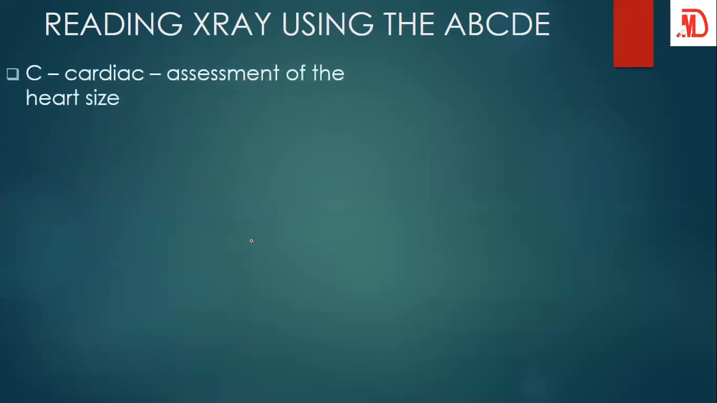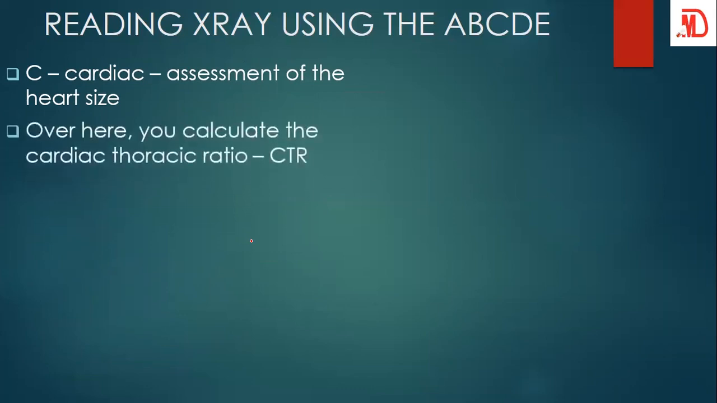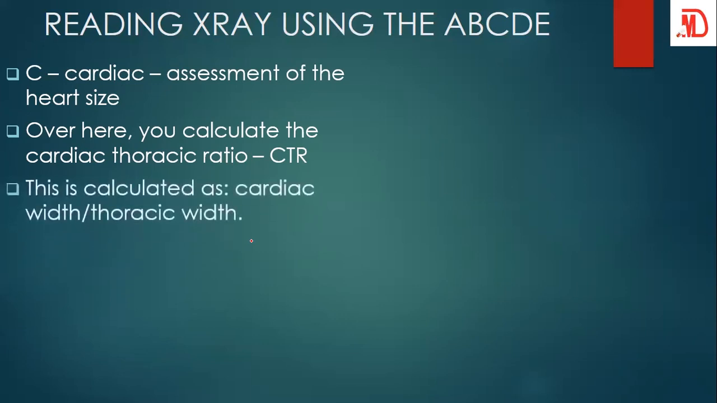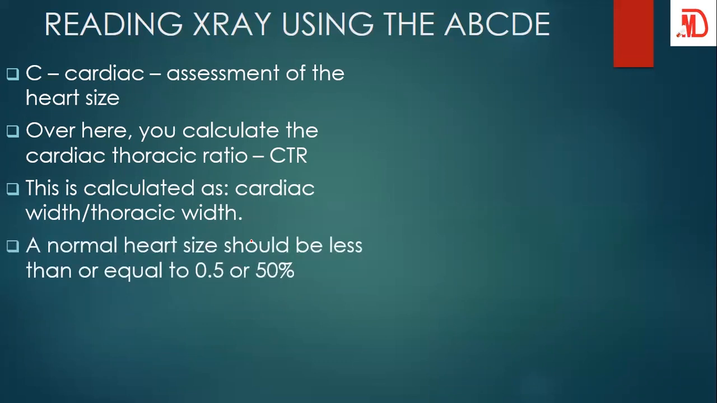Very good. Now we move to the C. C talks about the heart, so the assessment of the heart size. That is what C will be telling us. And over here, you have to calculate the cardiac thoracic ratio, abbreviated as CTR. This is simply the ratio between the cardiac width and the thoracic width. Usually it is the maximal distance that you use, so the longest. Now, a normal heart size should be less than or equal to 0.5 or 50%.